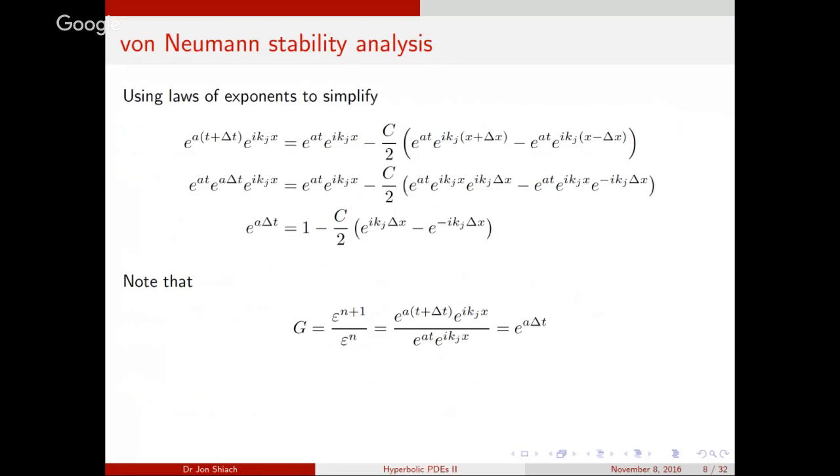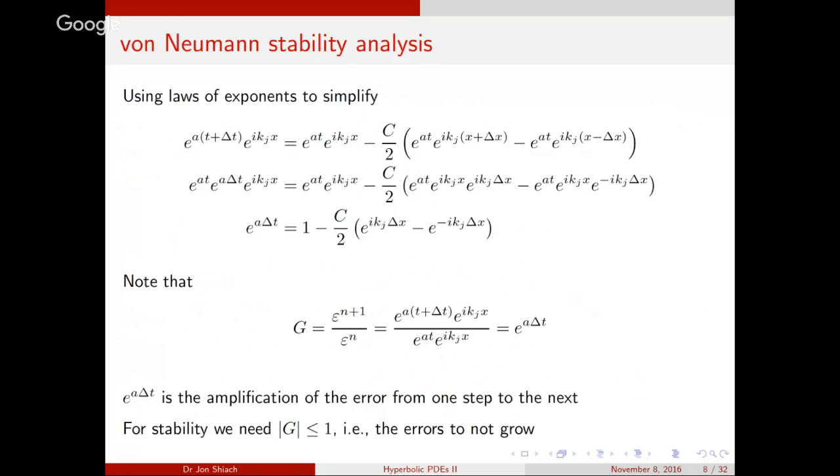So G was defined as being the error at the next time step divided by the error at the current time step. Well, the error at the next time step is this. The error at the current time step is that. You divide it out, we just get e to the a delta t. And that's what we've got here. So this describes what happens to our error over one time step. And we don't want our error to grow. So we want e to the a delta t to be less than or equal to 1. That's the amplification factor. That's what we want, less than or equal to 1.